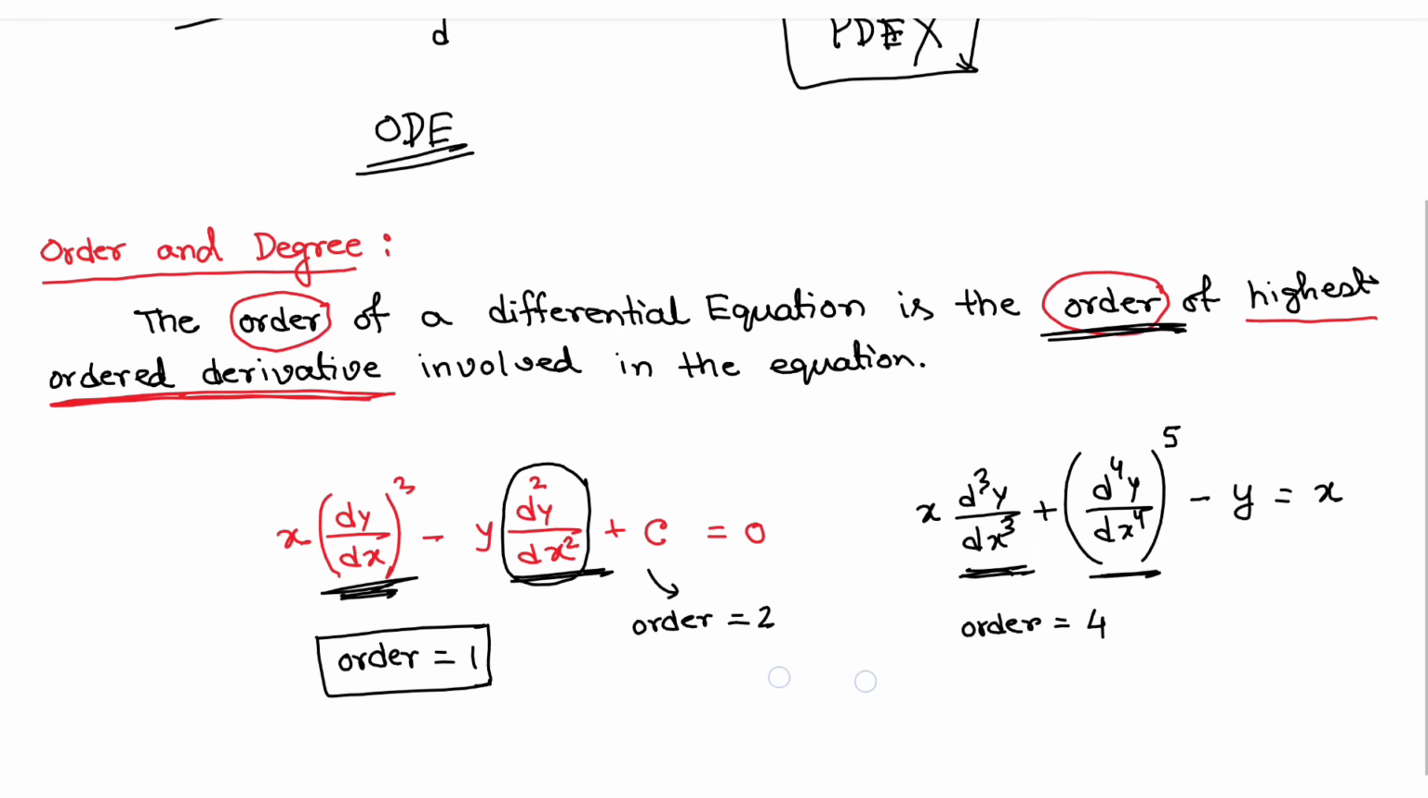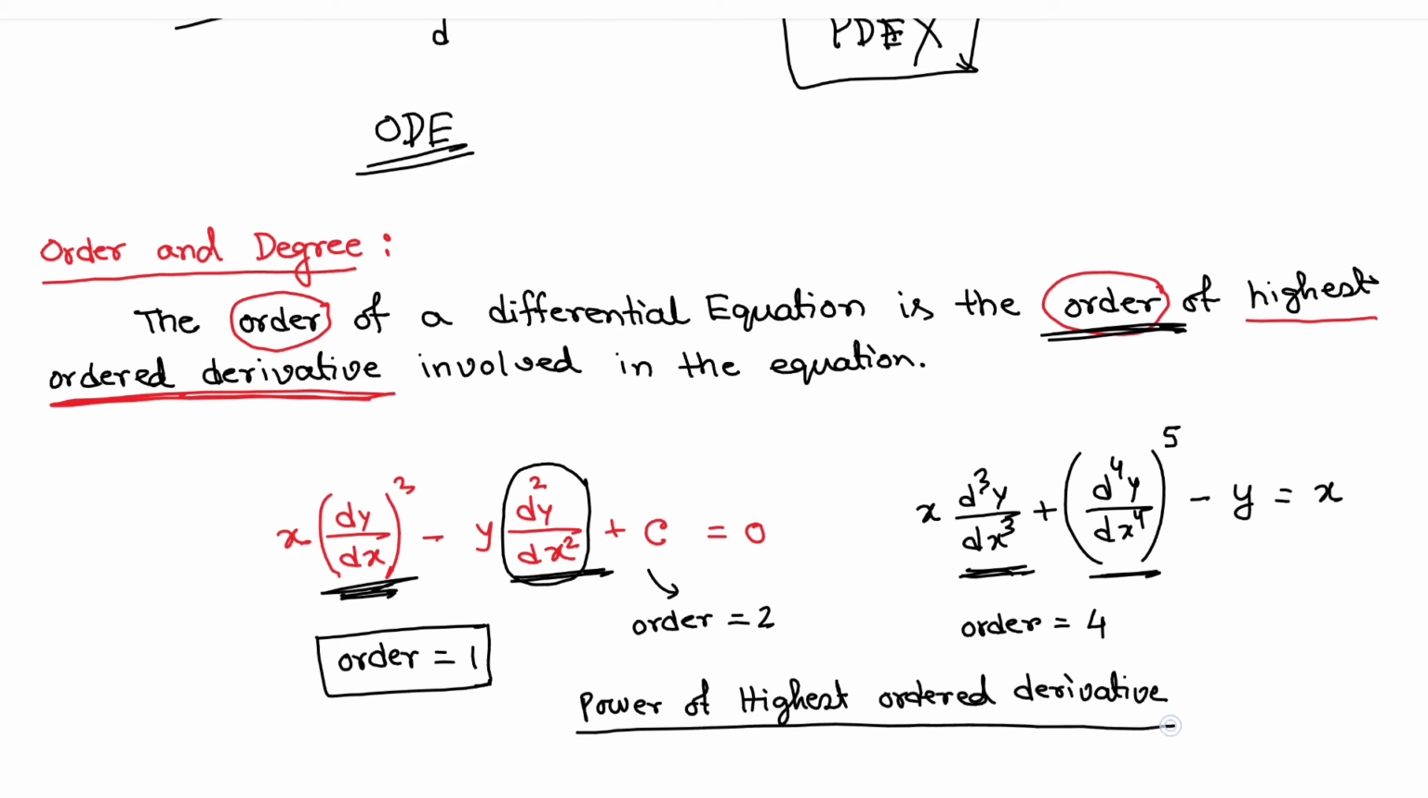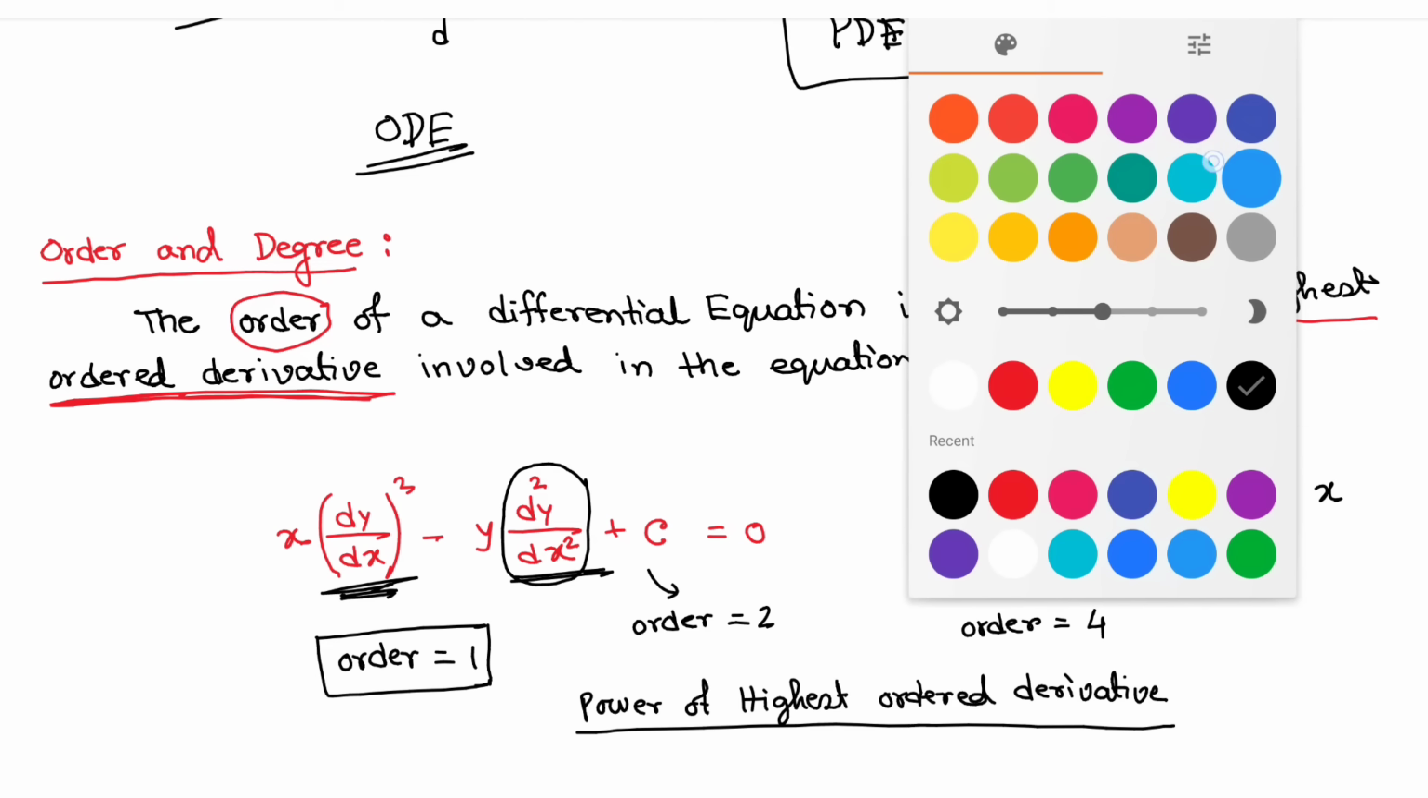Now what is the degree? Degree means the power of the highest order derivative. Okay, this is the definition. Power of highest order derivative.